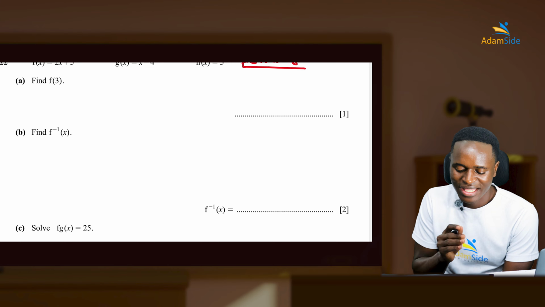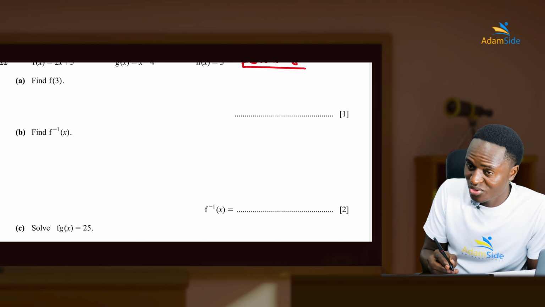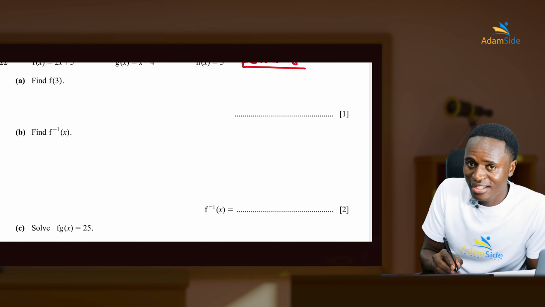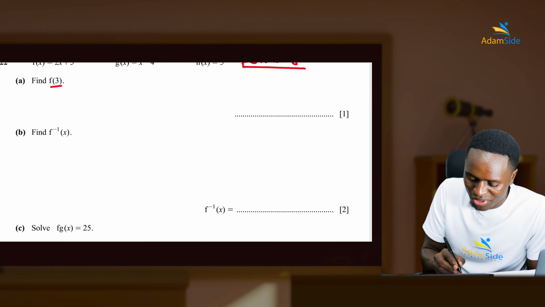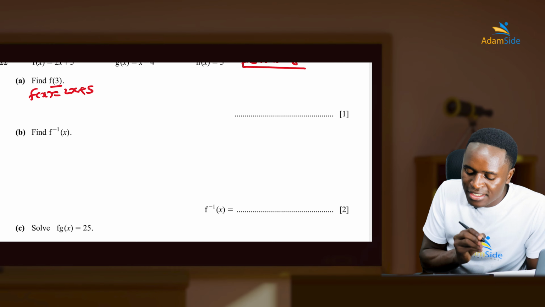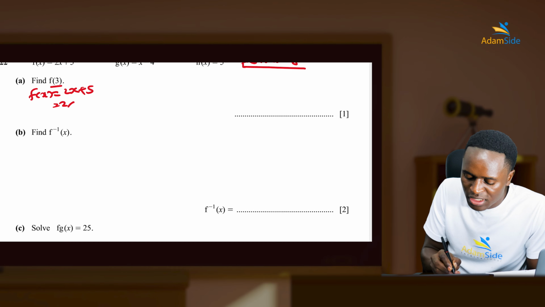Then find f of 3. They just want the output. f of 3. Input: f of x is equal to 2x plus 5. Where there is x, replace with 3. 2 times 3 plus 5. Imagine. 2 times 3, 6 plus 5.